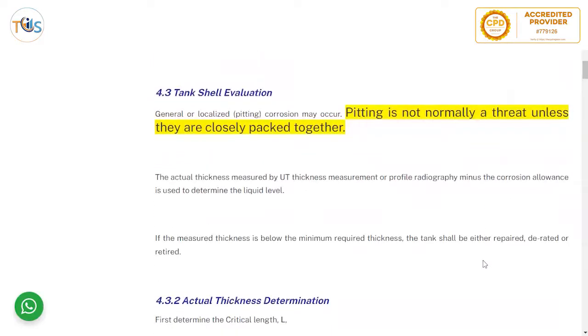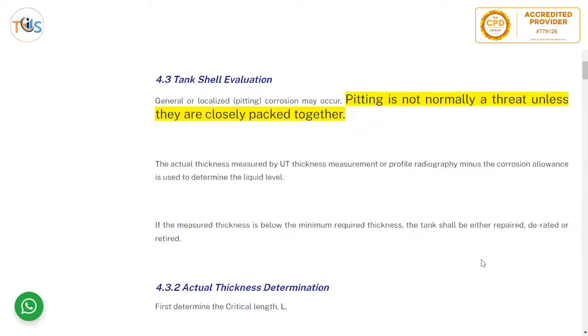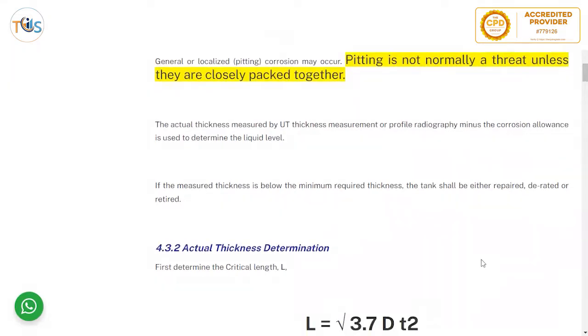Tank shell evaluation. General or localized pitting corrosion may occur. Pitting is not normally a threat unless the pits are closely packed together. The actual thickness measured by UT thickness measurement or profile radiography, minus the corrosion allowance, is used to determine the liquid level.